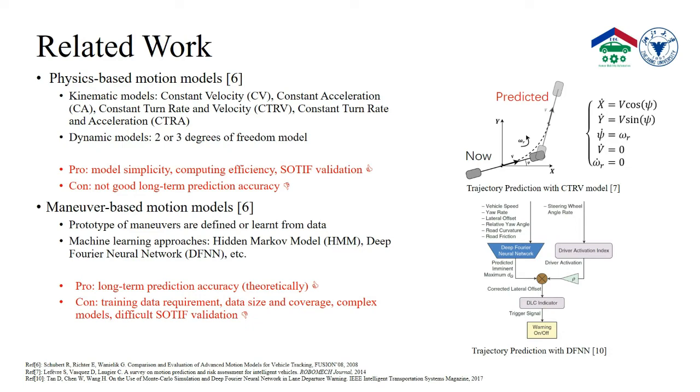Existing motion models used in trajectory prediction approaches can be mainly divided into two categories: physics-based motion models and maneuver-based motion models. Physics-based motion models feature model simplicity, high computing efficiency, and are easy for safety validation, but the long-term prediction accuracy may not be that good. Maneuver-based motion models are mainly used in machine learning approaches, which can provide long-term prediction accuracy theoretically, but they need a large amount of training data with wide scenario coverage, and the models are complex and difficult for safety validation.